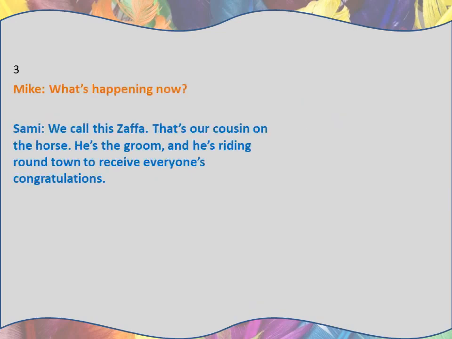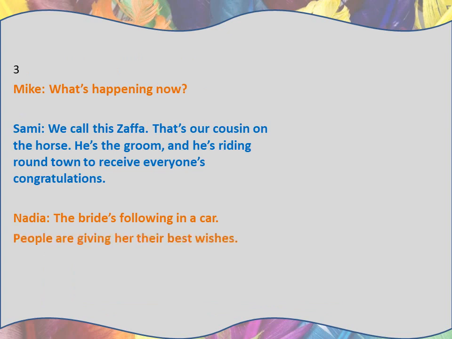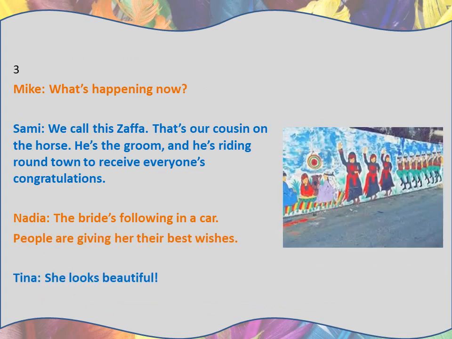Now in the third part of the conversation, Mike is asking about what is happening, and Sammy explains to him that we call this Zaffe, and what is happening in Zaffe, that's the groom is on a horse, riding a horse round town, and everyone giving him their best wishes or congratulations.